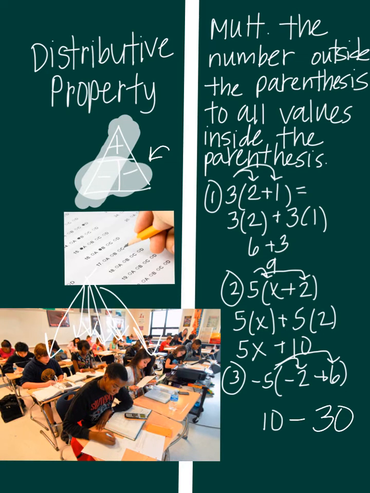Then you have 10 minus 30. 30 is the biggest number, so we'll make that negative 20. So I've shown you how to distribute and simplify.